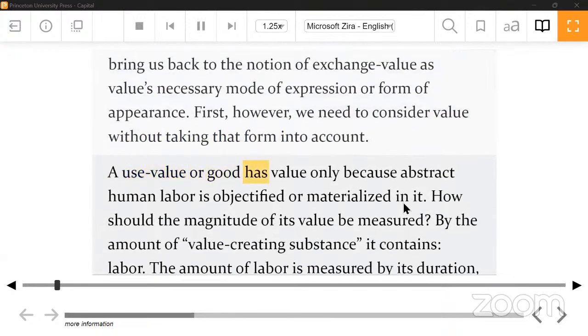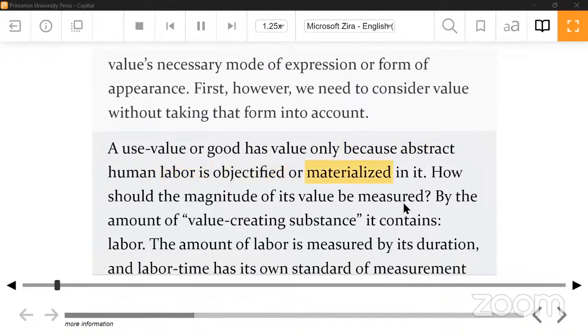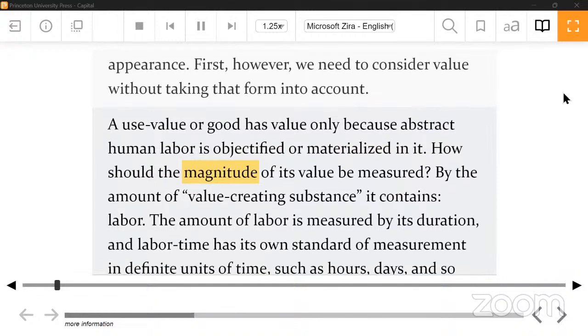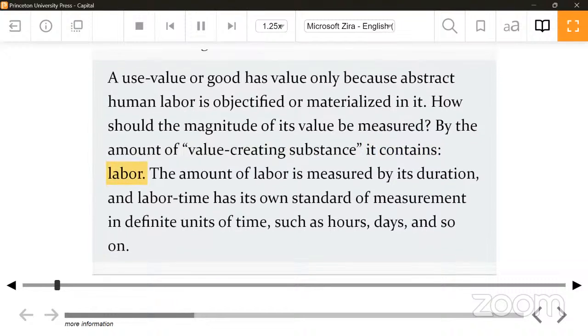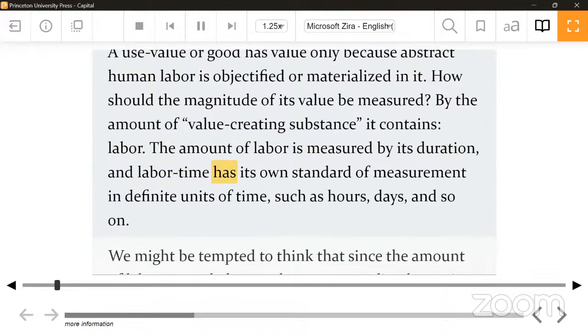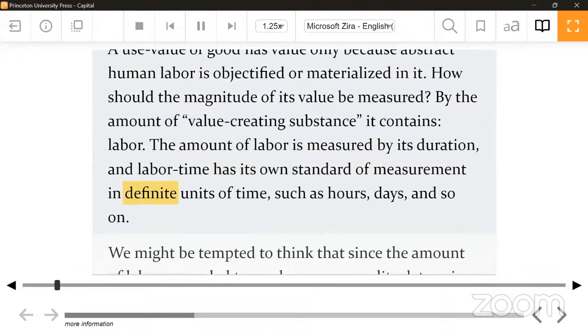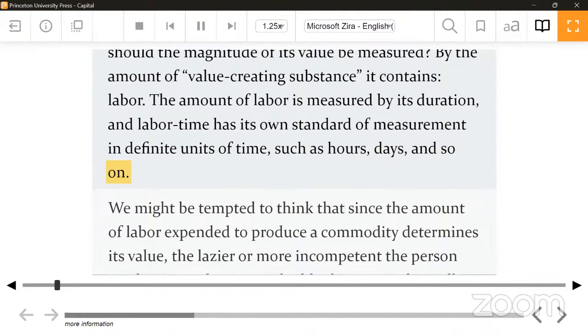A use value or good has value only because abstract human labor is objectified or materialized in it. How should the magnitude of its value be measured? By the amount of value-creating substance it contains, labor. The amount of labor is measured by its duration, and labor time has its own standard of measurement in definite units of time, such as hours, days, and so on.